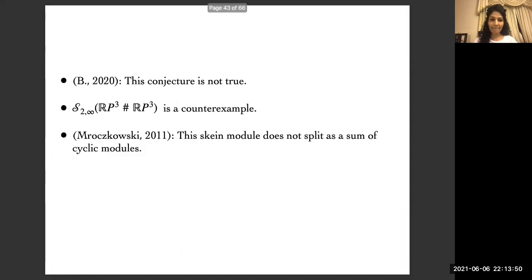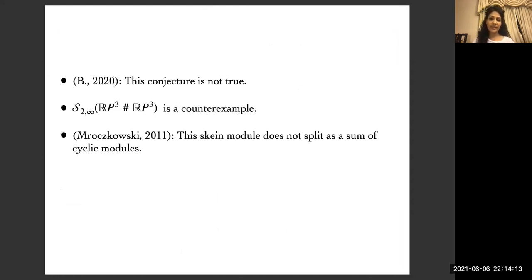However, I showed last year that this conjecture is not true and that the Kauffman bracket skein module of the connected sum of 2 copies of the real projective space is a counterexample. And this is in fact based on work by Maciek Mroczkowski from the year 2011, from which it follows that the skein module does not split as a sum of cyclic modules.